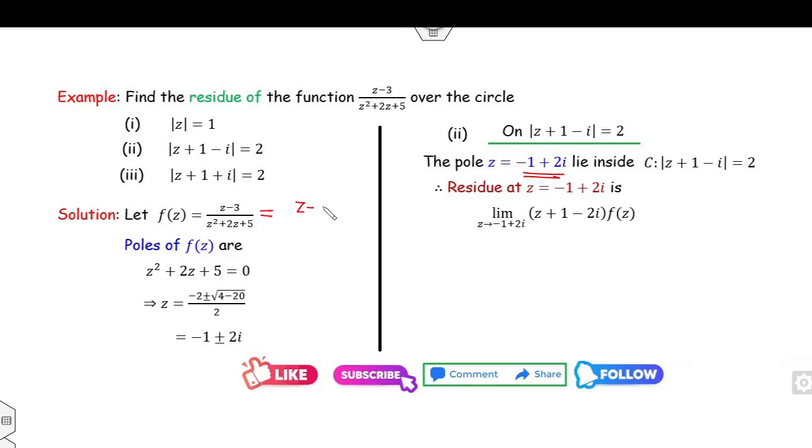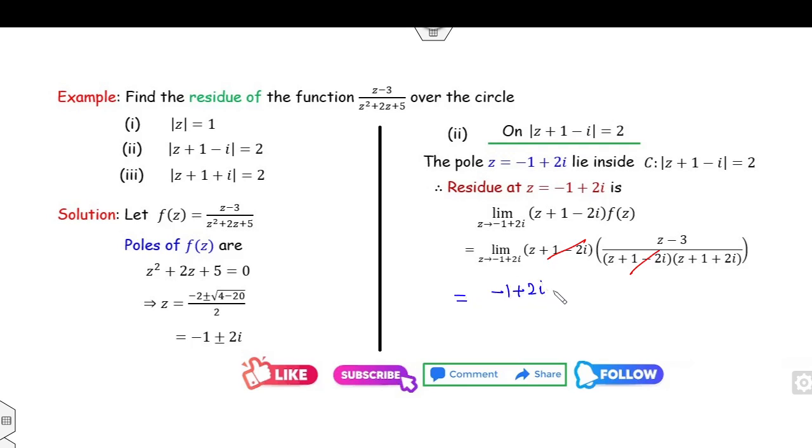How can you write f(z)? Now you can see you have two different poles. So I can write this as 1 over (z + 1 + 2i). If I substitute the value of f(z), you can see this factor will be cancelled out and the only part that remains is (z - 3) over (z + 1 + 2i). Now you can substitute the value: (-1 + 2i - 3) divided by (-1 + 2i + 2i). So that will be (2i - 4) divided by (4i - 1).